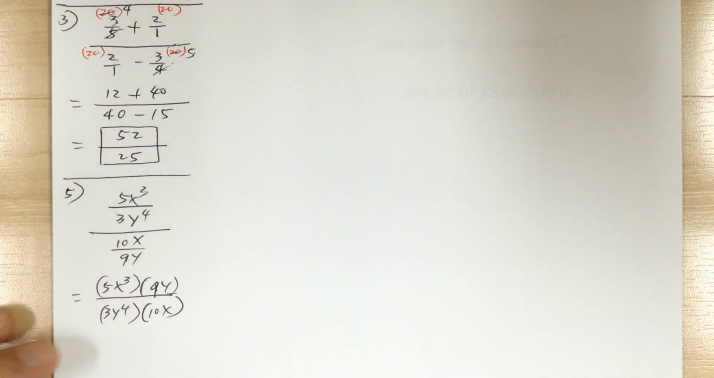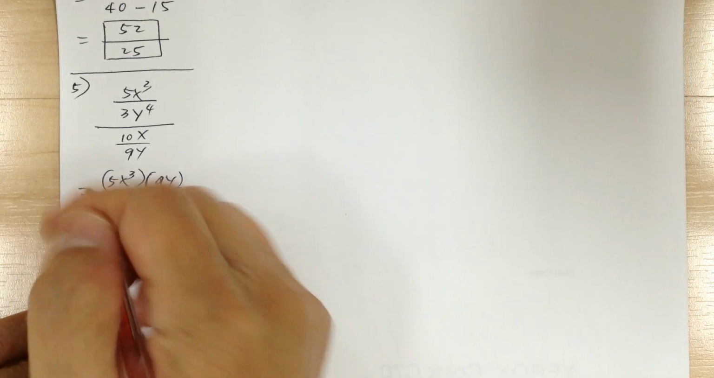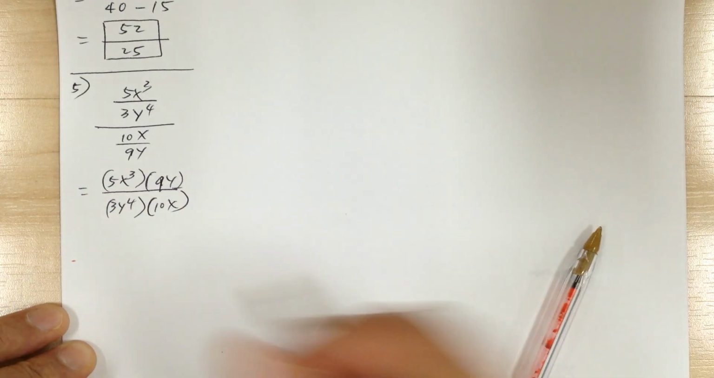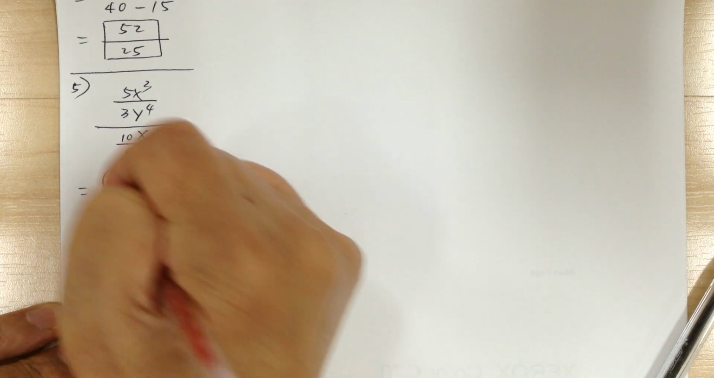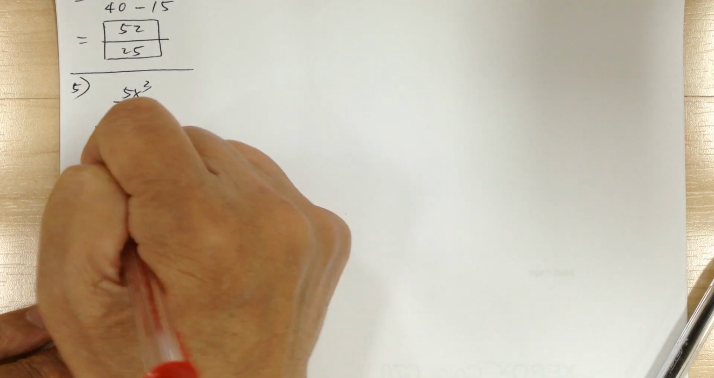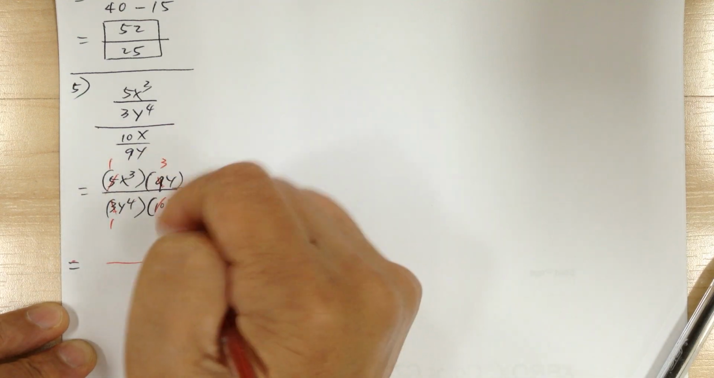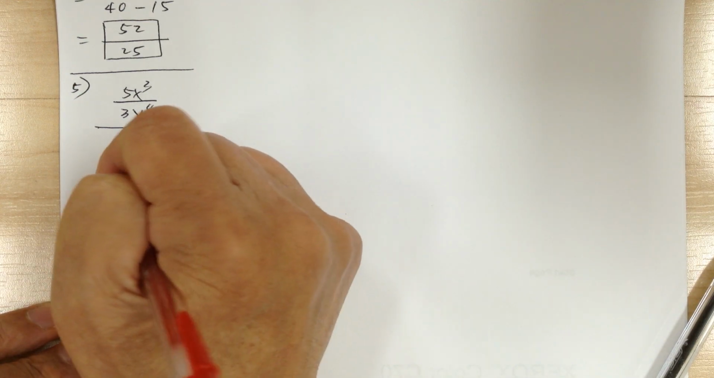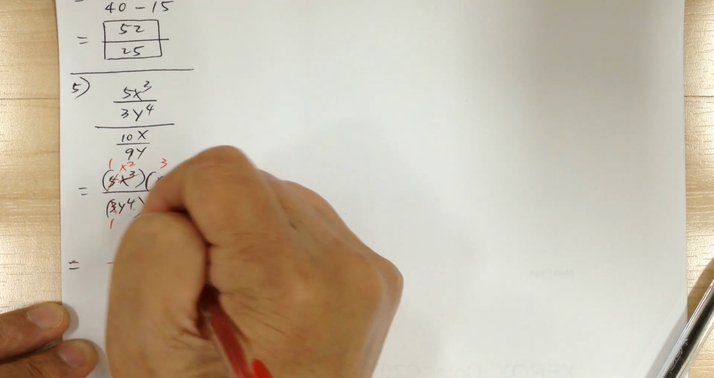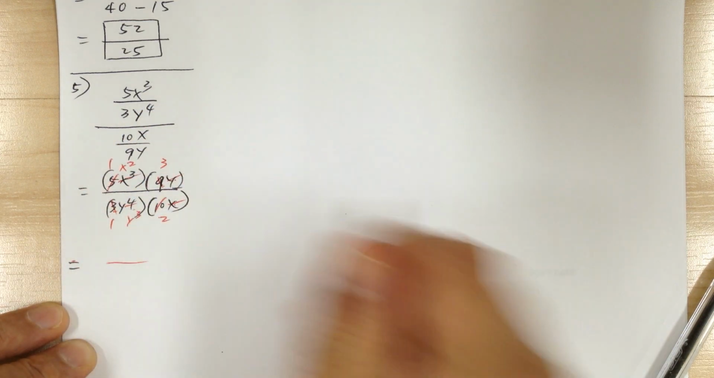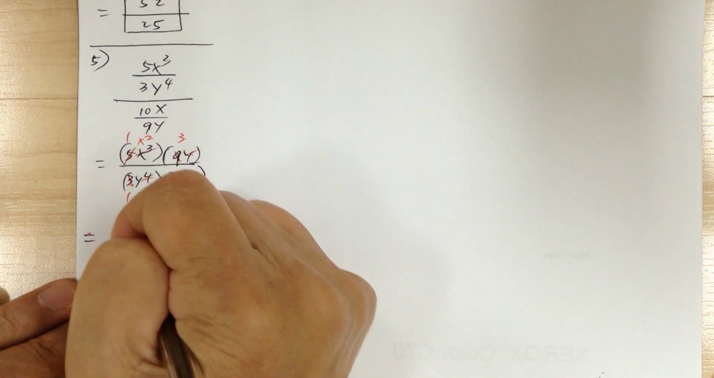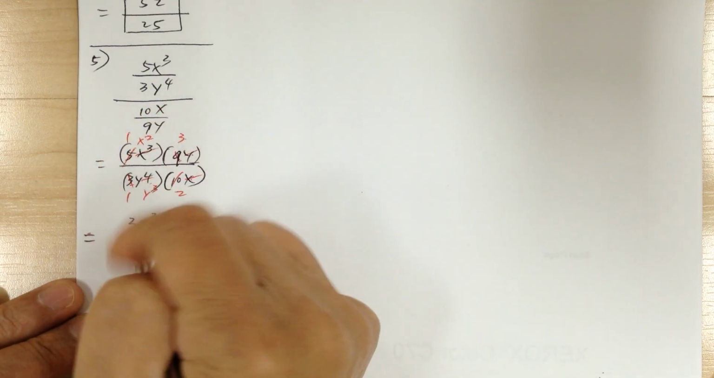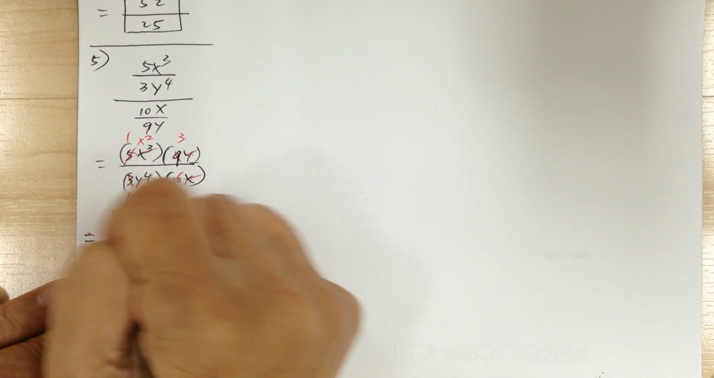Okay, and after that you can go and start to cancel things out. Okay, so 5 and 10 cancel, so you get 1 and 2. 3 and 9 cancel, you get 1 and 3. And then x you can cancel out, so you get x squared. And y and y to the 4 you cancel, you get y to the 3. So gather your terms, gather your factors. So it would be 3x squared on the top, and you get 2y cubed on the bottom.